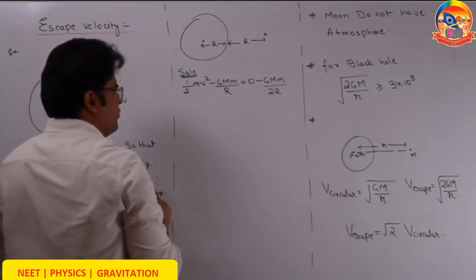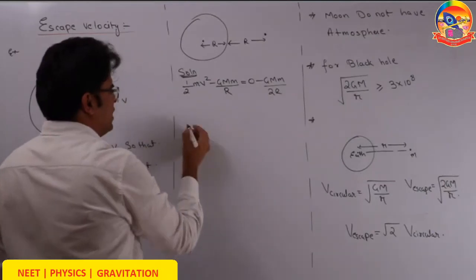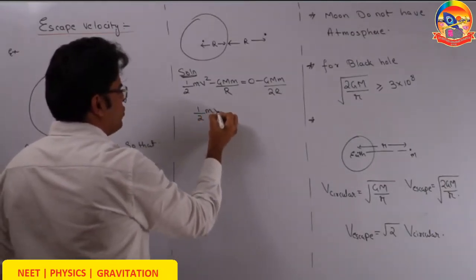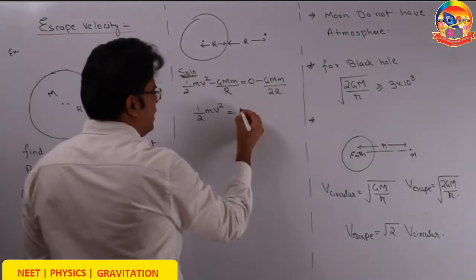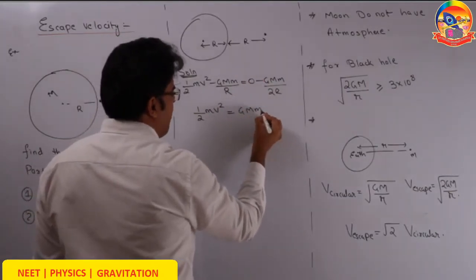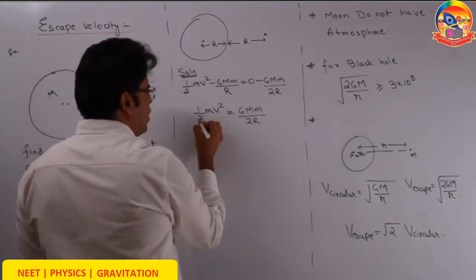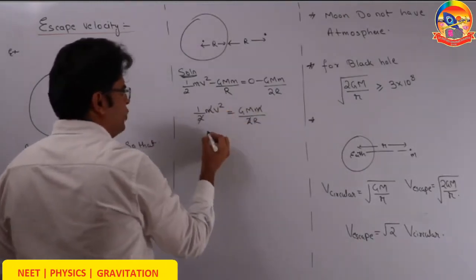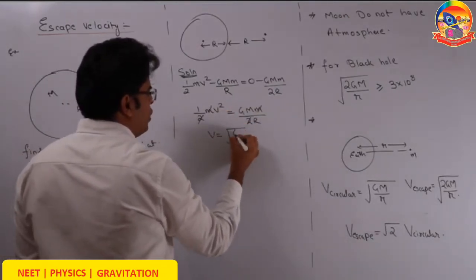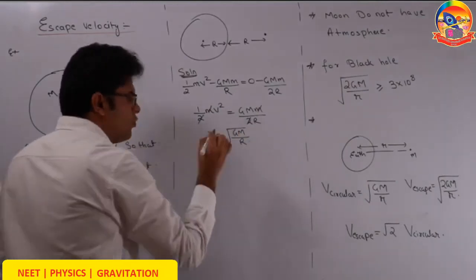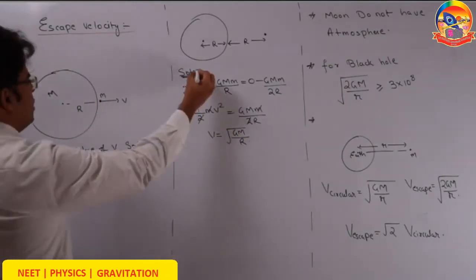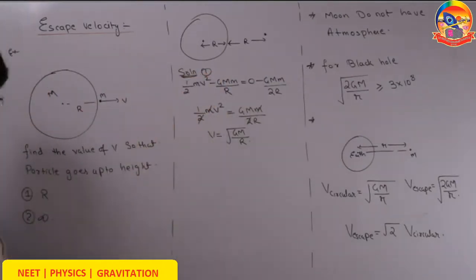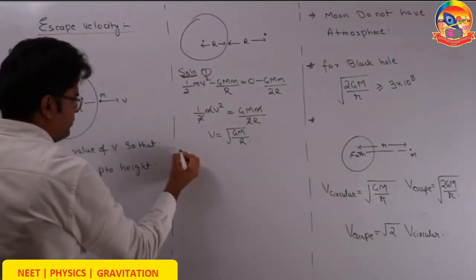So now here you can take this term to the right hand side, so you get half mv square equals to minus GMm by 2R plus GMm by R, that becomes GMm by 2R. You can cancel out m, you get the speed has to be equal to under root of GM by R. Now the question is, with how much speed should it be projected so that the height becomes infinite? So let's do this second part.